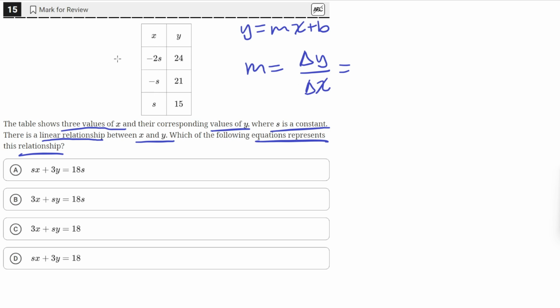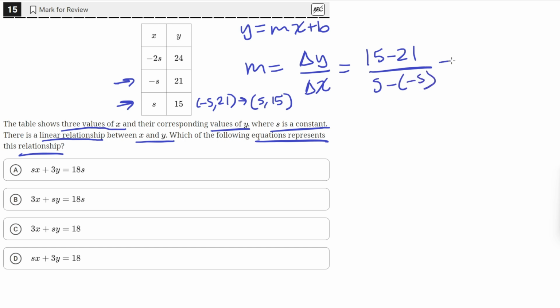So let's just choose 2 points. Let's just choose this point and this point. So we're going to be going from the point negative s, 21 to the point s, 15. So the change in y is going to be going from 21 to 15. So let's just do 15 minus 21. And the change in x is going from negative s to s. So let's just do s minus negative s.